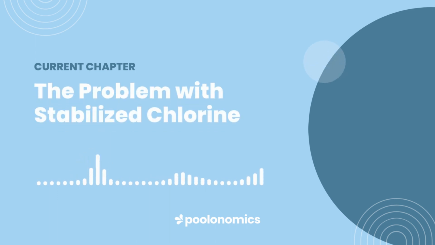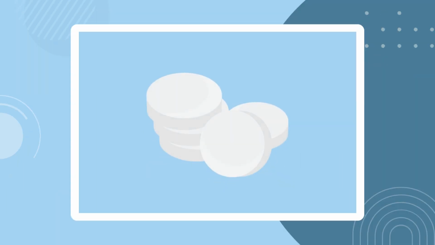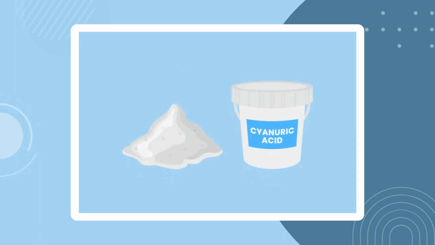Okay, now that you have a general overview of the two types, let's tackle the limitations of each one, starting with stabilized chlorine. If your pool is exposed to direct sunlight, you need cyanuric acid to stabilize and preserve your chlorine. Without CYA to shield your chlorine from UV, you can lose up to 90% of your free chlorine level within a few hours of topping up, making it financially and practically unsustainable. This is why stabilized chlorine is an attractive solution, because it combines chlorine and cyanuric acid into one convenient product.